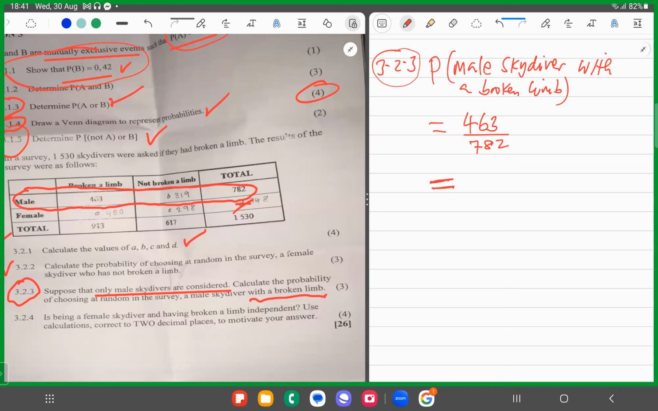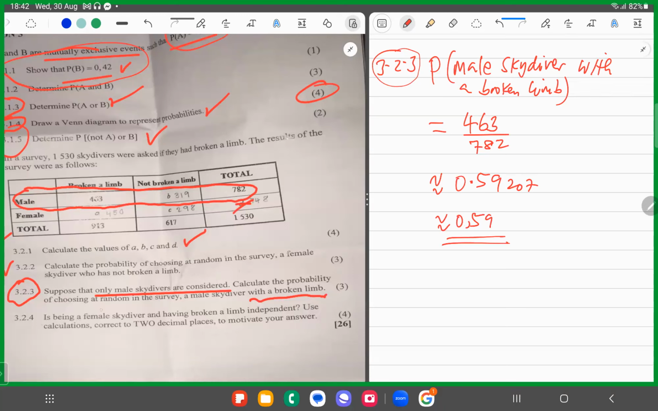Right, so you can take this one and use your calculator to get the decimal equivalent, but not quite necessary sometimes. You can leave your answer in this form, because what we're having is 463 divided by 782, because we're looking at only males here. And that will be approximately 0.59207, approximately 0.59.